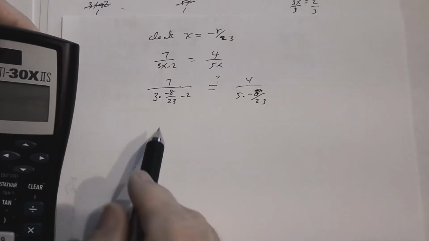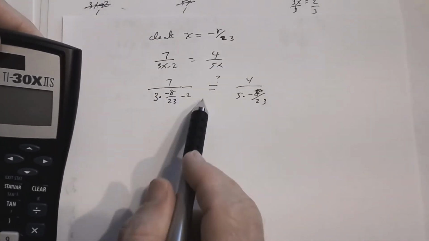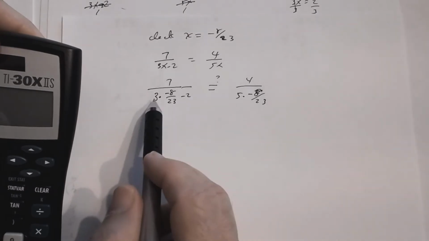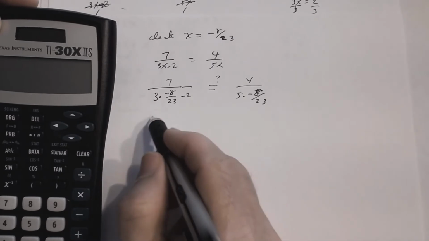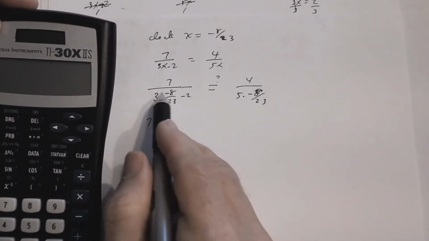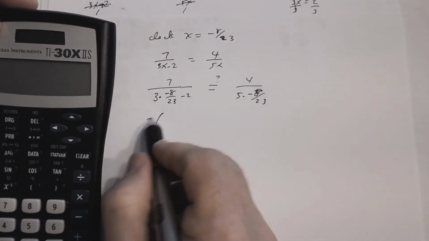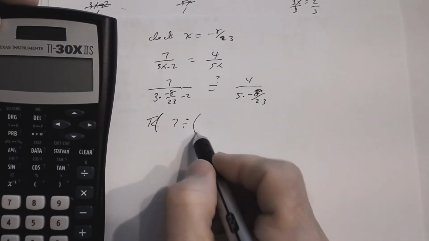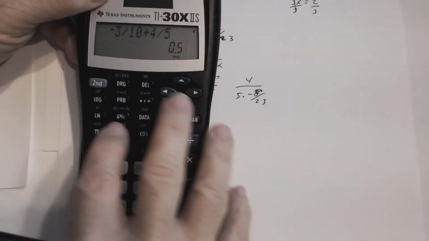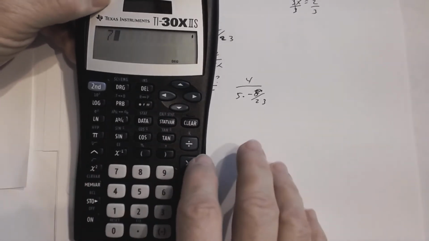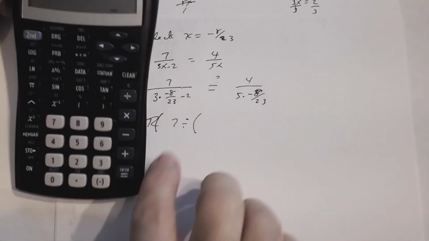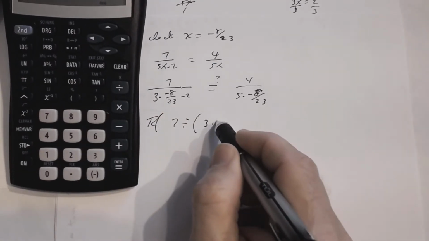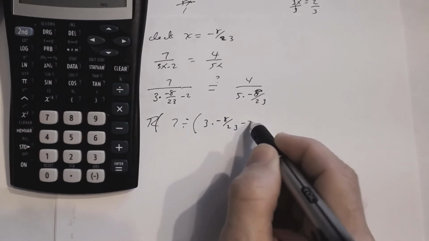So what am I going to put on my calculator? So to take care of this, see, you have 7 divided by, and then you have quite a few things here, right? Okay, so on the calculator, you're going to say 7 divided by, parentheses, and then let's put this in parentheses. So I have 3 times negative 8 divided by 23 minus 2.